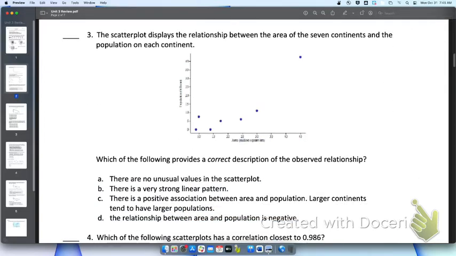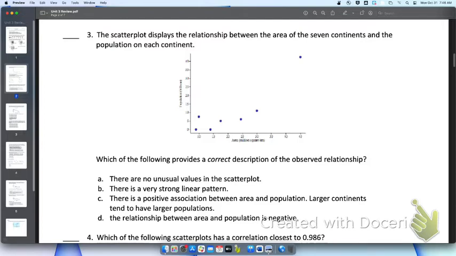All right, number 3. The scatter plot displays the relationship between the area of the 7 continents and the population of each continent. Which of the following provides a correct description of the observed relationship? There is no unusual value in the scatter plot. Do you agree with that? No. Why not? It's an outlier. Look at that. That's really way out there.